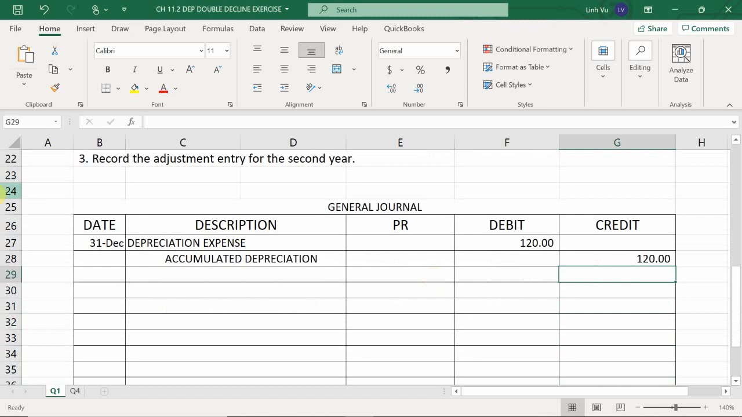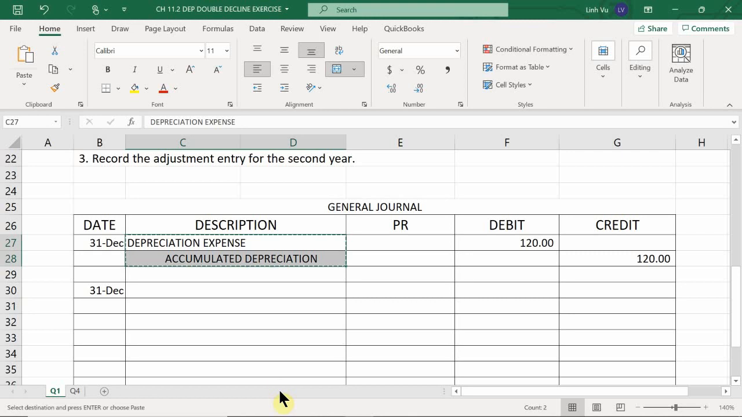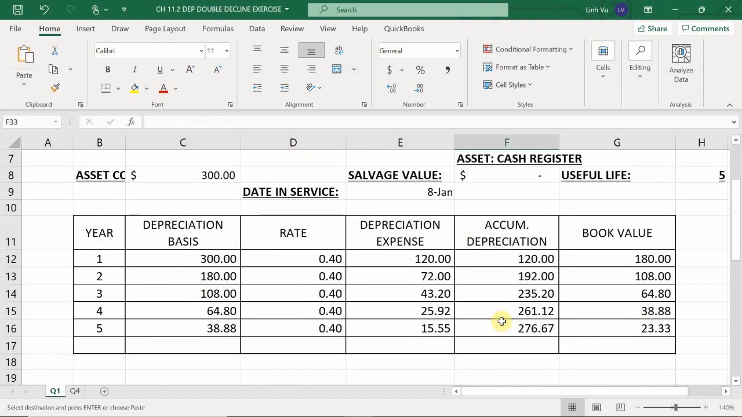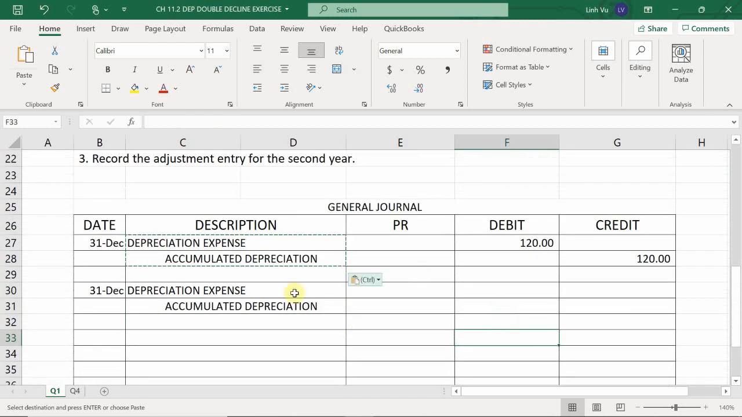So then, what's my adjustment entry for year 2? Same thing. Depreciation expense, accumulated depreciation. Correct. So in this case, $72 for the second year.